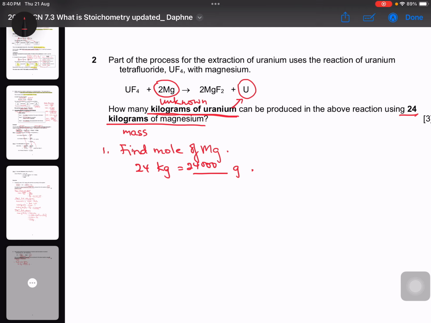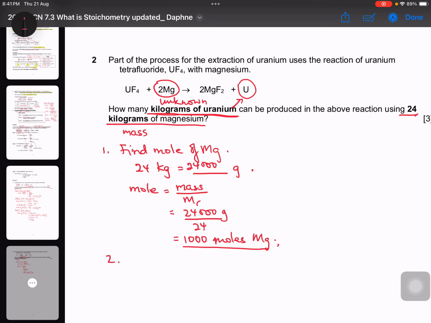Okay, so let me just show you how it will be done. Mole equals mass over Mr. So it will be 24,000 grams divided by Mr of magnesium, which is actually Ar. So Ar of magnesium will be 24, found from the periodic table. And this is actually 1,000 mole of magnesium, just to remind us that this number belongs to magnesium.